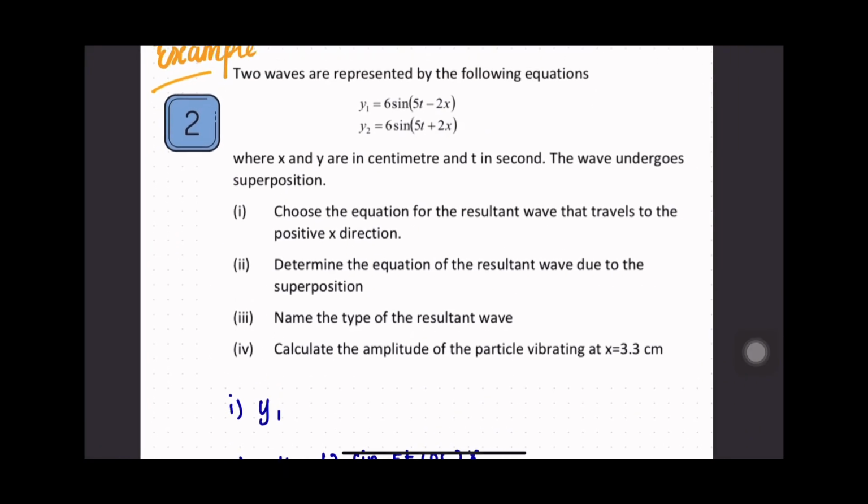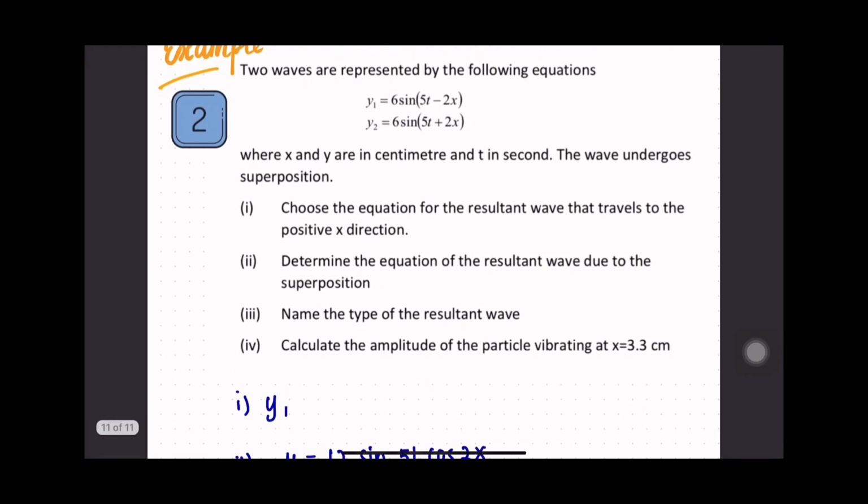Okay. So now we have two waves represented by the following equations. So you know dah yang ni memang type of standing wave, where x and y in cm and t in second. So the waves undergo superposition. Choose the equation for the resultant wave that travels in the positive x direction. So positive x direction siapa? Y1 lah, sebab positive x direction means that dia punya ni mesti represent negative. Wave travel to the right lah, negative.